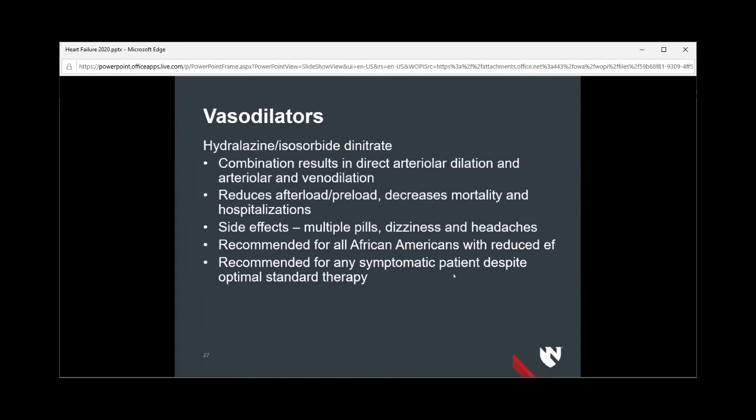These medications have actually shown even more benefit in patients that are African American just because of better vasodilation in them. But it is not our first line outpatient therapy because the other medications have shown more benefit and this medication regimen is more difficult to adhere to.